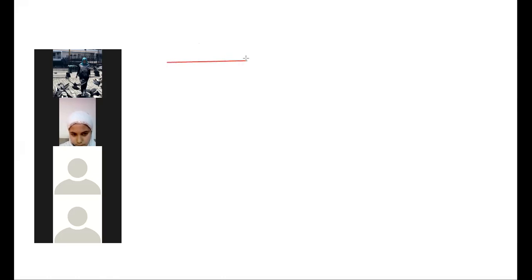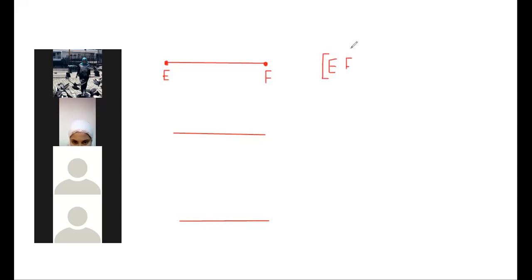So here we have, if I put like this, what's this? Segment. Very good, it's a segment because it has two points. How do I name this segment? EF. We put the EF and we put it inside a closed bracket.